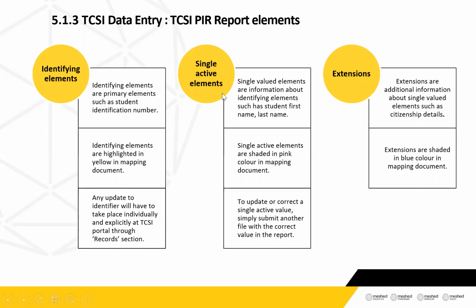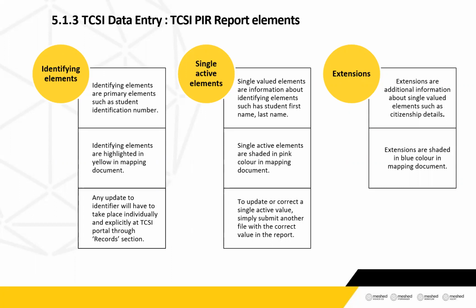Next is single active elements. Okay. Now, single active elements are basically information about identifying elements. So in our example, when I said that identification number is the identifying element, the first name and last name of that student become single active elements. Okay. Now you're allowed to update these elements through the report. Okay. How you can do that? Just update data in the Mesh platform first, extract that report again, and upload it to TCSI again.